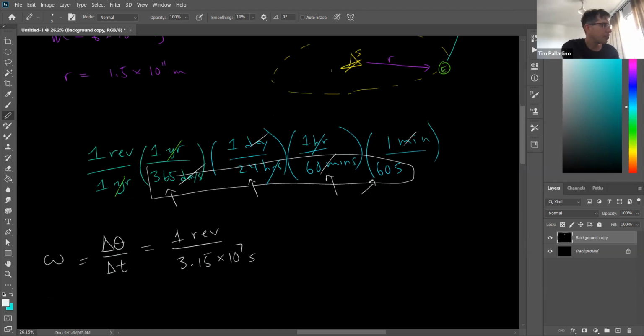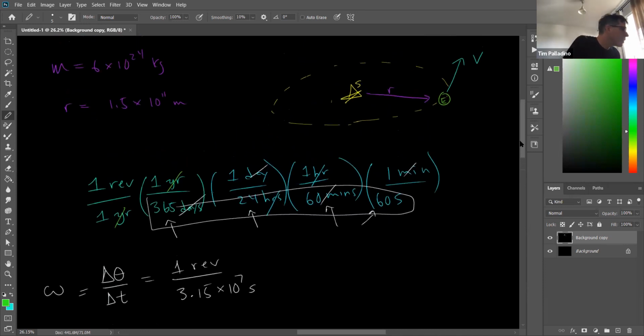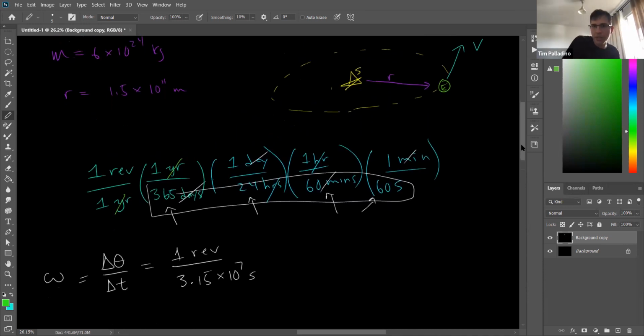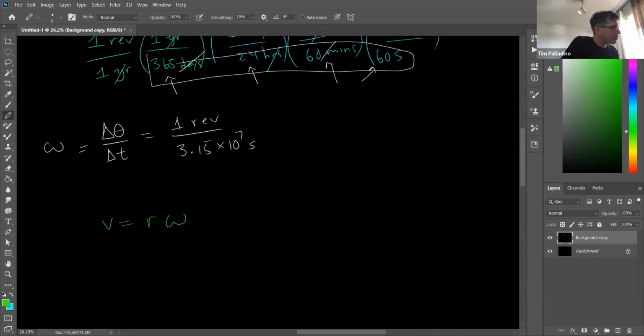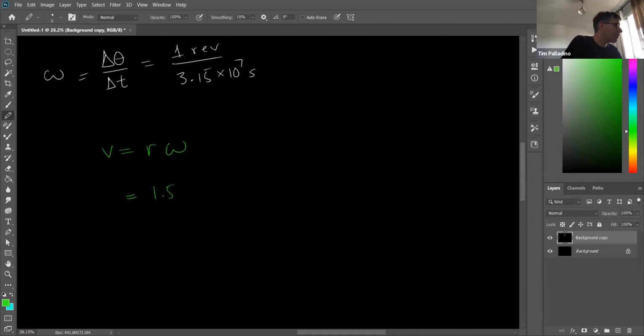But if we want to find the tangential velocity now, we can just do V equals R times omega, okay? Now in this problem, they tell us what the R is. They told us it was 1.5 times 10 to the 11th. So now I can just plug that information in: 1.5 times 10 to the 11th meters.